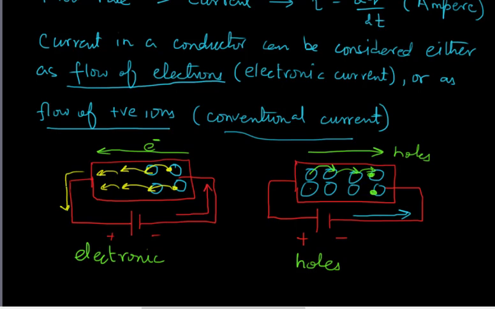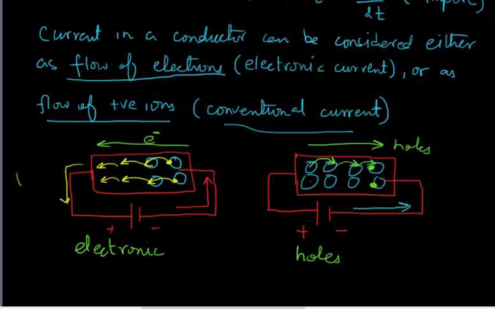And hence, you can either take this definition of electric current or use this definition of electric current. Both are valid. The electronic version is called electronic current. When you consider holes, that kind of current is called conventional current.